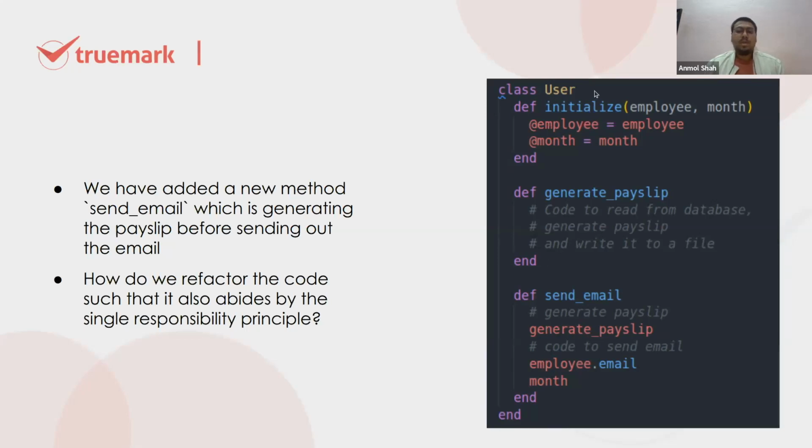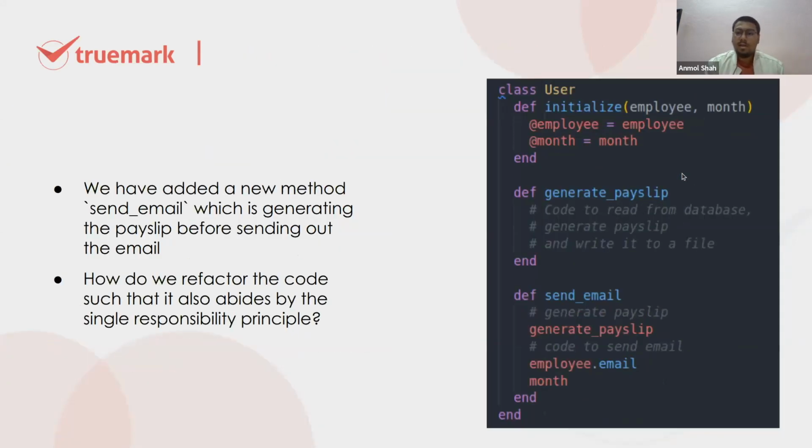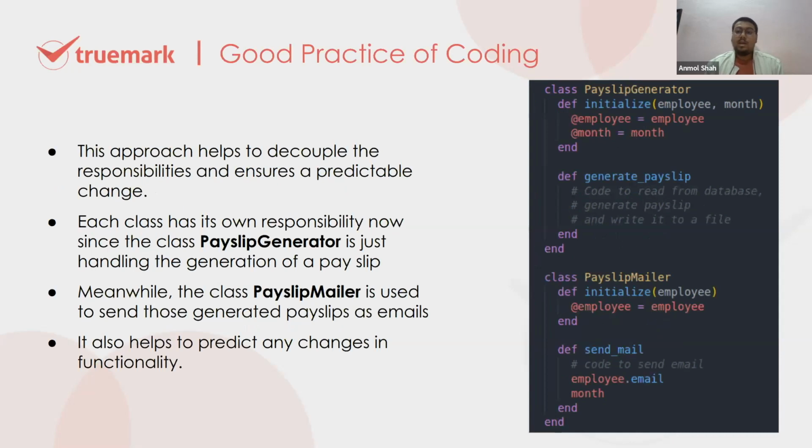this user class is actually handling two responsibilities. It's generating a payslip as well as sending emails, so it violates the principle. Now, how do I refactor this code such that it abides by the single responsibility principle? Well, you guessed it right. We can just dissociate those responsibilities into two different classes.